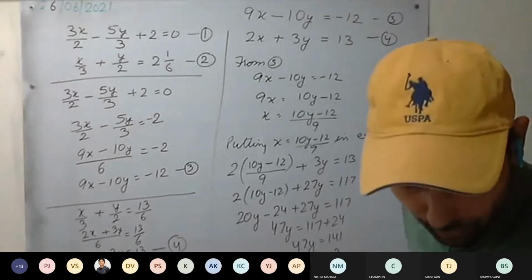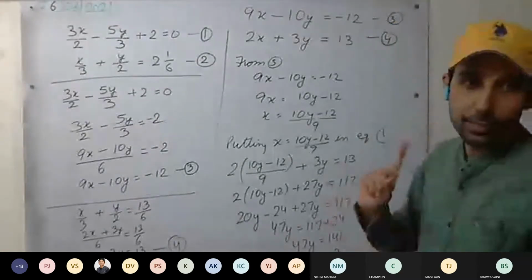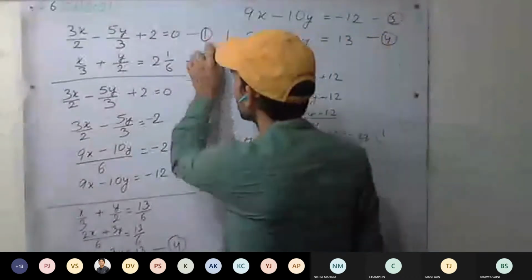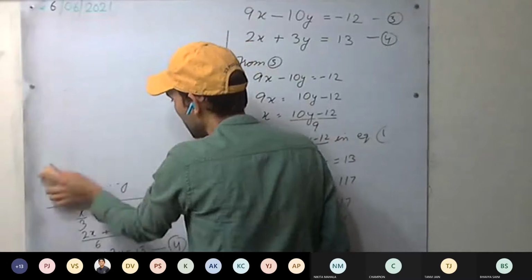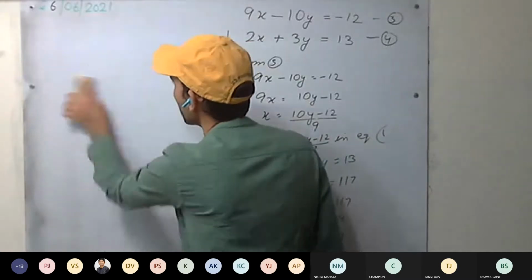Now we will eliminate one variable again, but by equating the coefficients. That is, we will make the coefficients numerically equal, and then eliminate them. So we'll see it with one example.